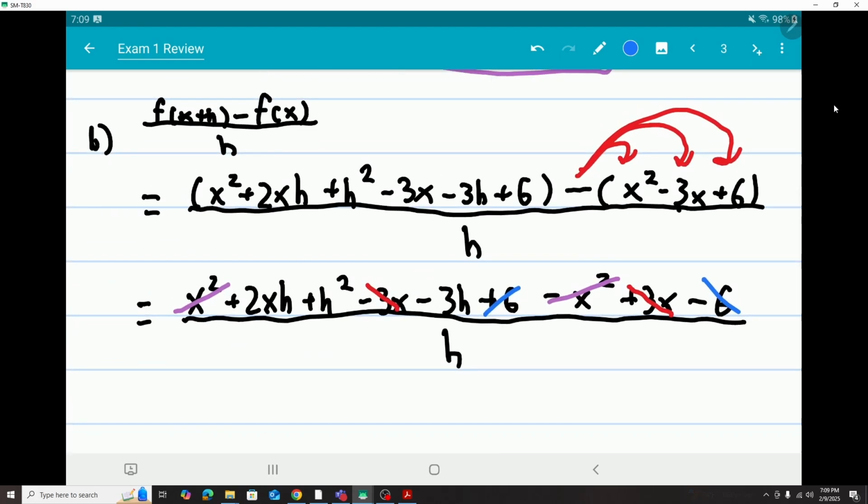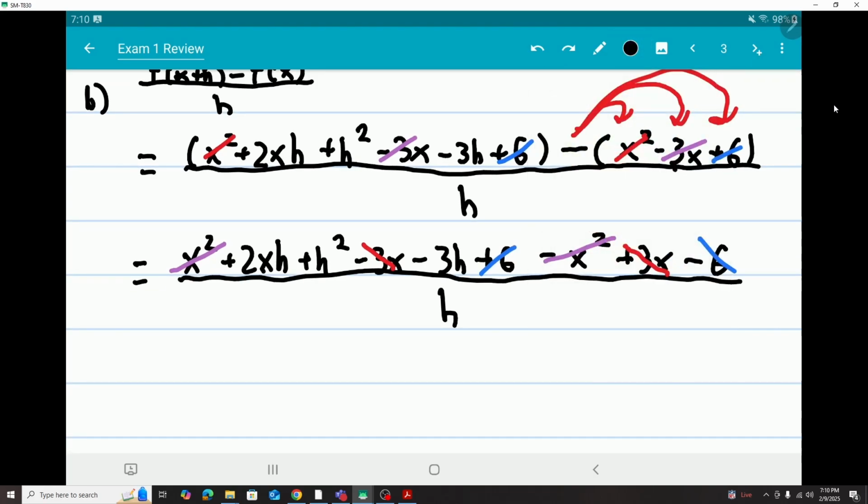In fact, you could do this. I'd be perfectly fine with you actually going up here and canceling them out. Because we have a minus here, any two things that look the same you could cancel. My colors don't quite match, but that's okay. Because anything that matches when it's on the wrong side of a negative sign is going to cancel with anything on the left. But either way you do it, you get 2xh plus h squared minus 3h, all divided by h.